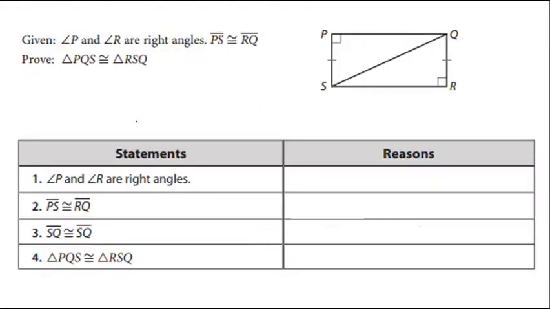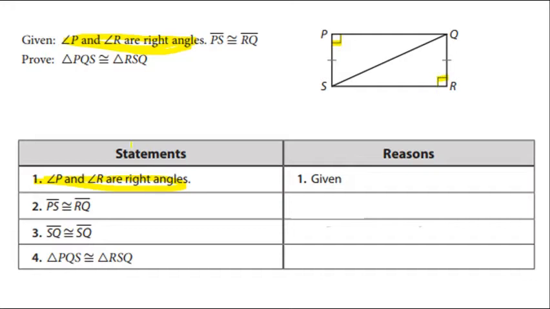Okay, so here they give you some given statements, and then we're going to prove that the two triangles are congruent to each other. So let's start off by looking at what's given to us. So first of all, they tell us that angle P and angle R are right angles. So we put that as a first statement, and that's given to us. And if you notice on your triangle, it's already marked for you. So there's your right angle.